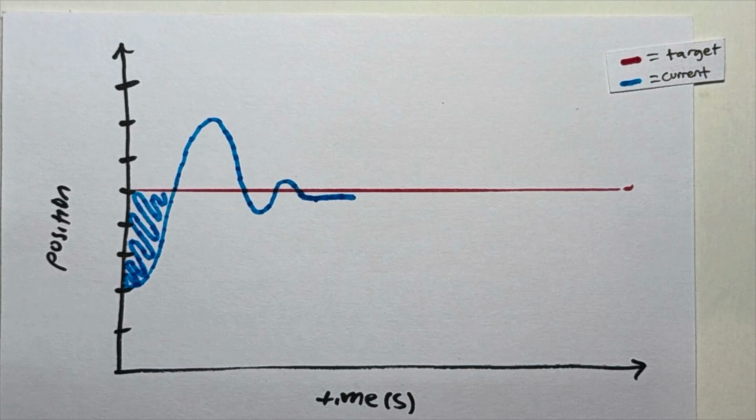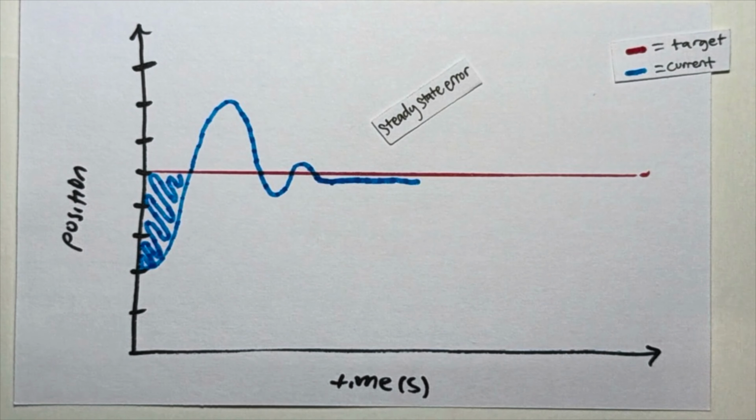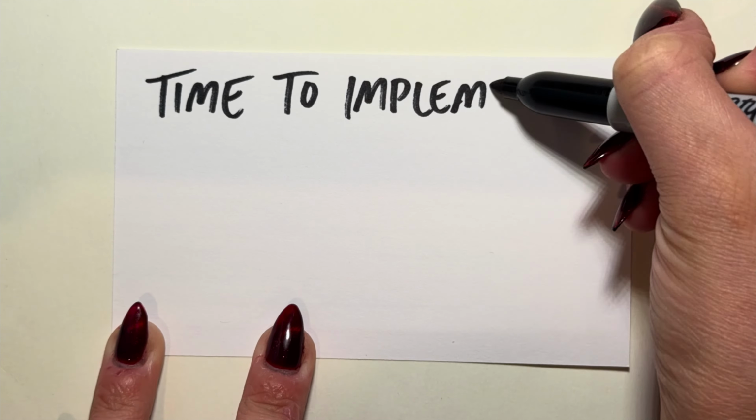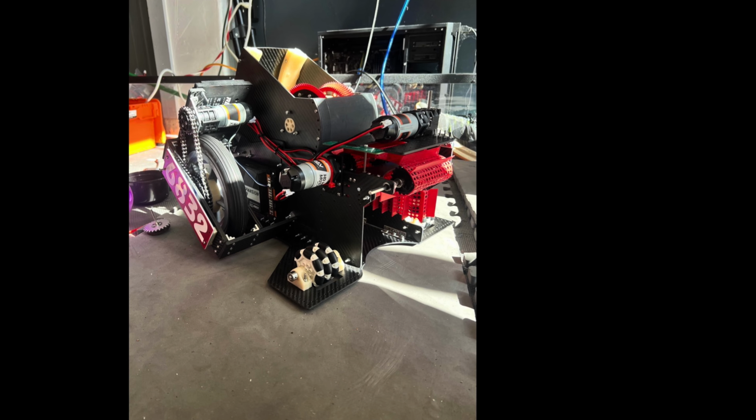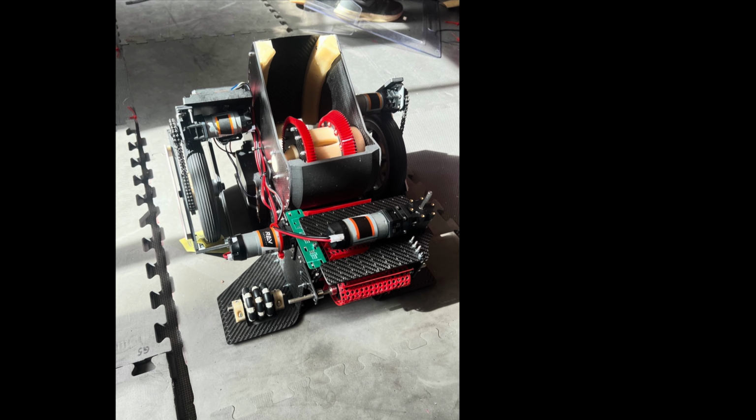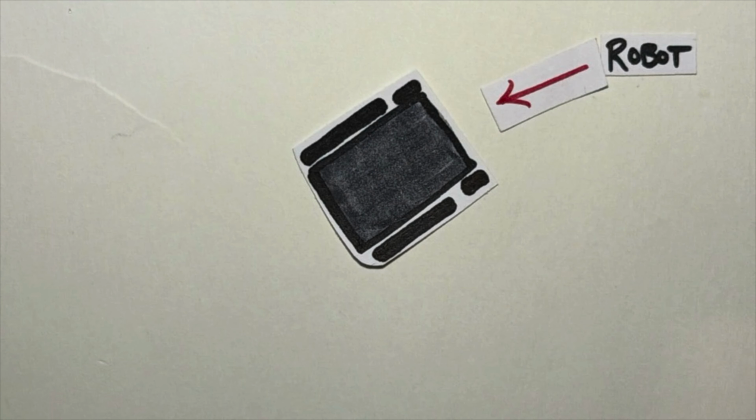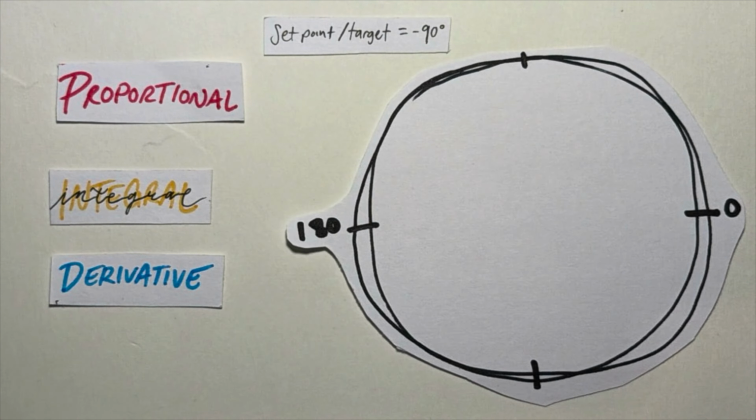Continuing with the graph, once the system settles, that's the steady state error. Why don't we try implementing our own PID controller? Here's our system, this robot. Or actually this robot. We want to control where the robot turns. Our sensor will be the robot's internal IMU. We're going to have to tune its KP, KI, and KD values.